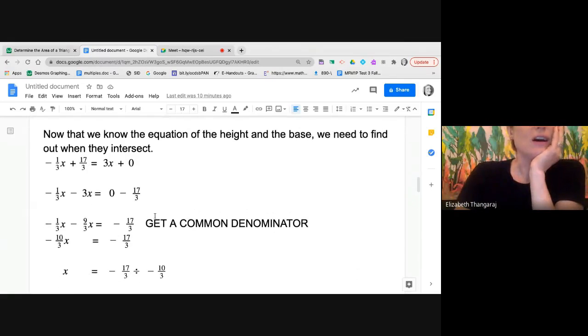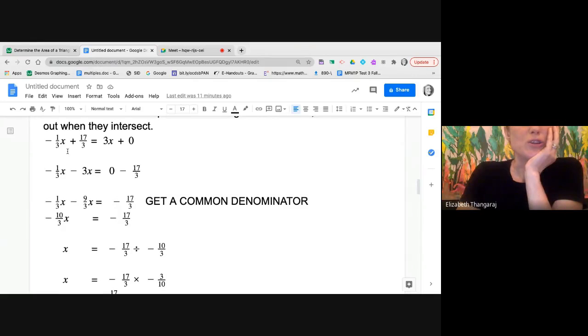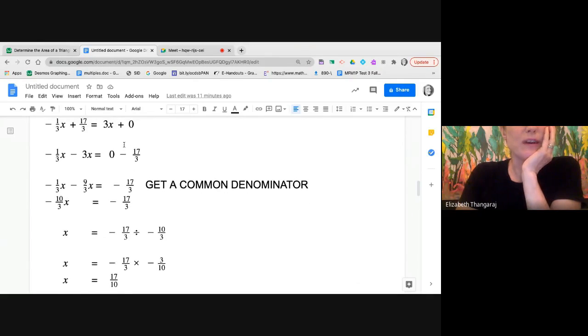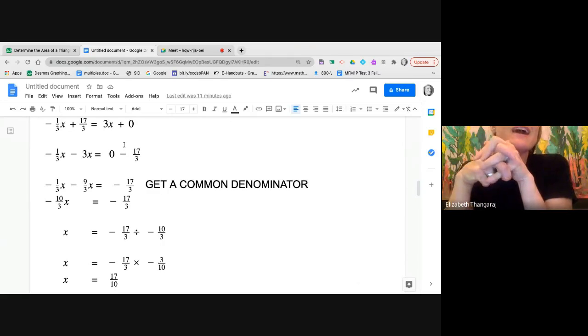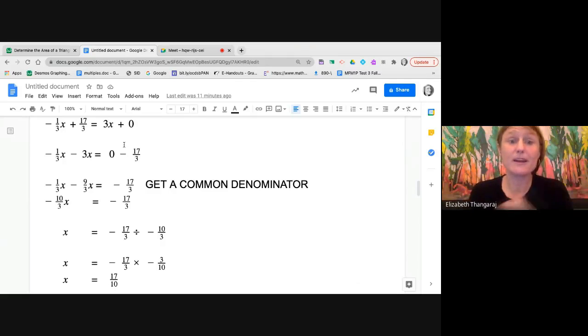So again, I'm doing algebra, the equation for the height, the equation for the base. I want to find out when they are equal. I want to find the x value for when they're equal. So again, I've done a lot of algebra here. It hasn't taken me 2 seconds. It's taken me a few minutes. I would like you to press pause and see if you can get the same answer for x that I have gotten.